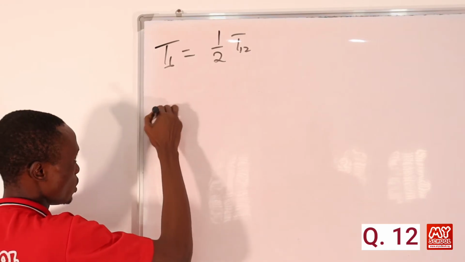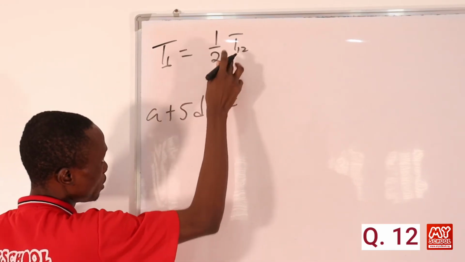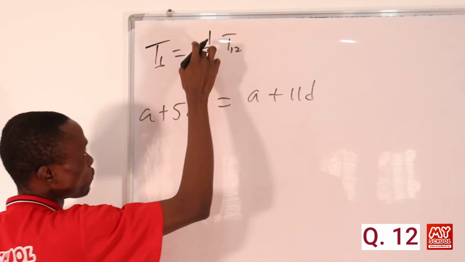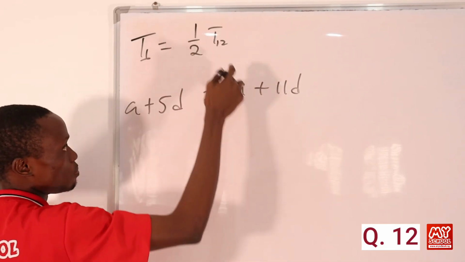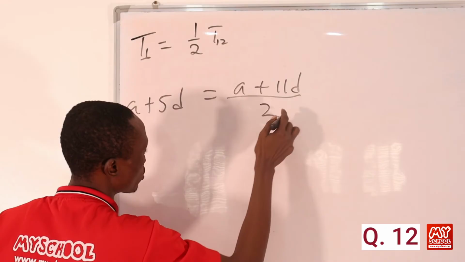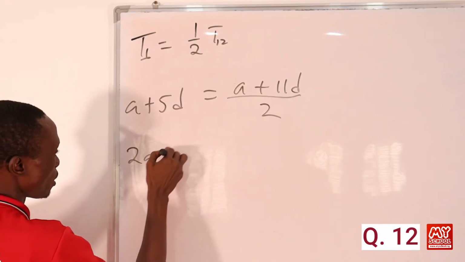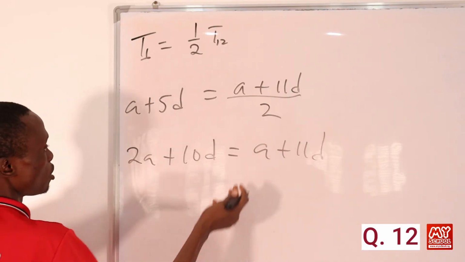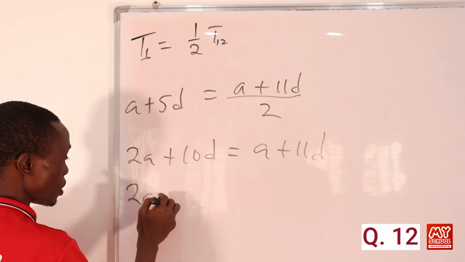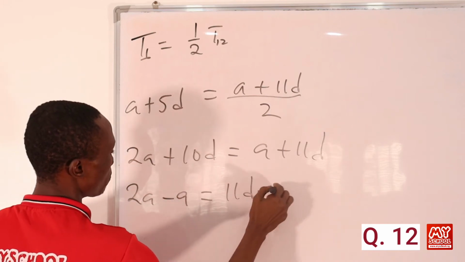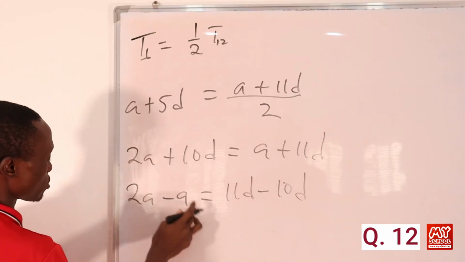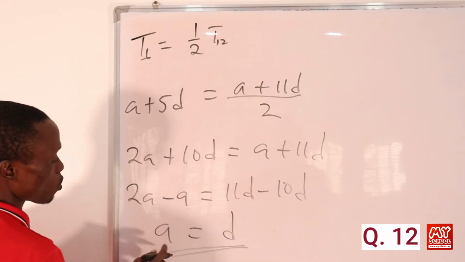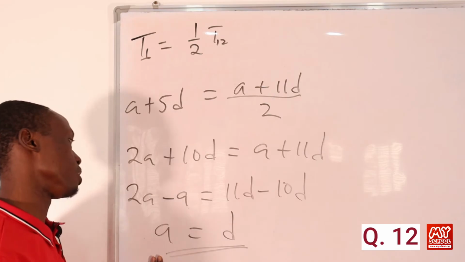But T6 is equal to A plus 5D, and T12 is equal to A plus 11D. Of course, 1 over 2 of T12 will be A plus 11D divided by 2. So we'll just cross multiply, so that we have 2A plus 10D equal to A plus 11D. So A will move down to this side, so we have 2A minus A is equal to 11D minus 10D. So 2A minus A is equal to A, and 11D minus 10D is equal to D. So from here we can see that the first term is equal to the common difference.